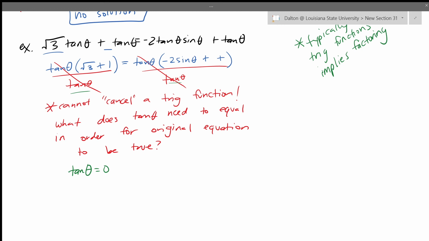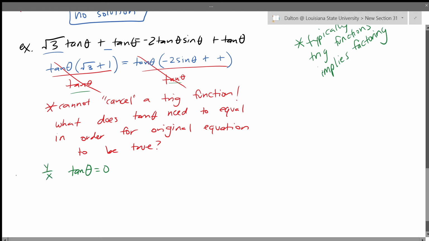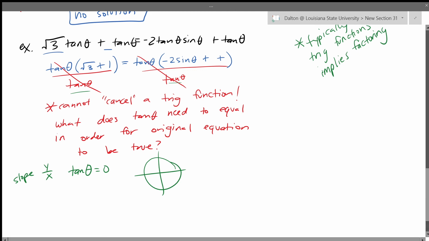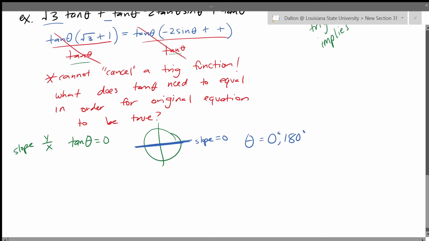So the thing to remember is that tangent is y over x, or it is slope. So if you're looking at your unit circle, I want to know where the slope is equal to 0. Well, slope, if we do y over x, is equal to 0 when we have a horizontal line. So this is when you have slopes equal to 0. So in this case, theta would be 0 degrees and 180 degrees. Okay, so that takes care of the tangent.